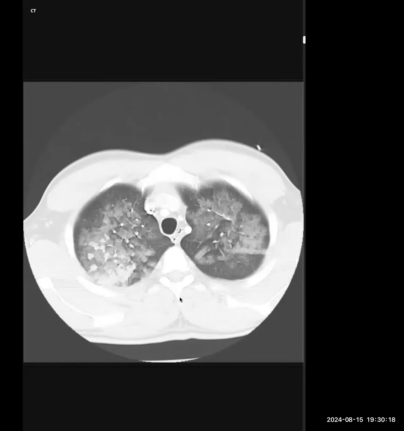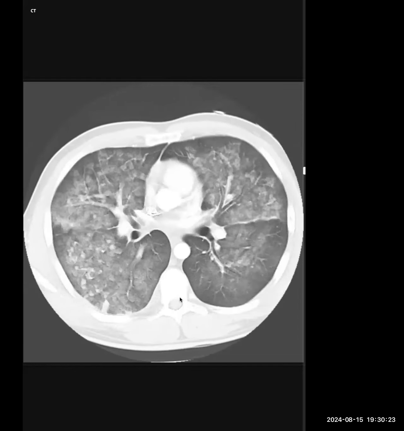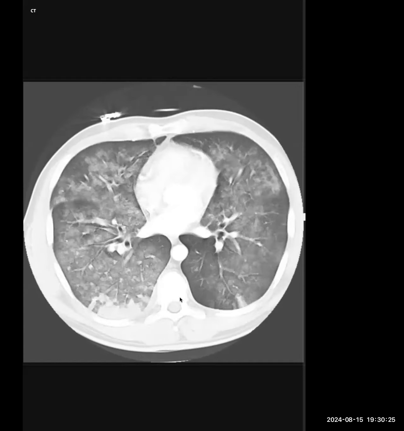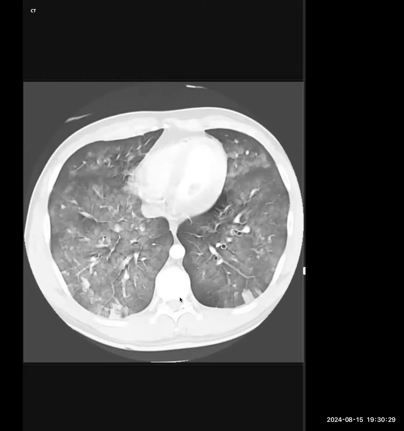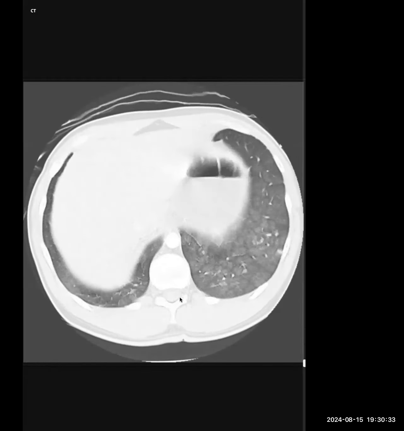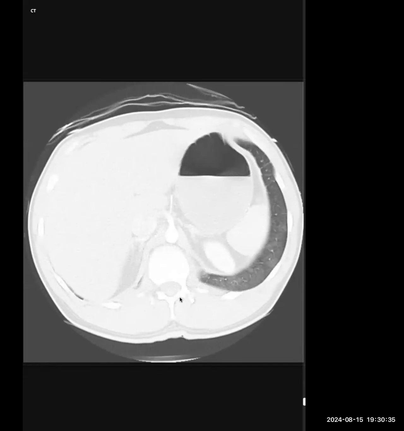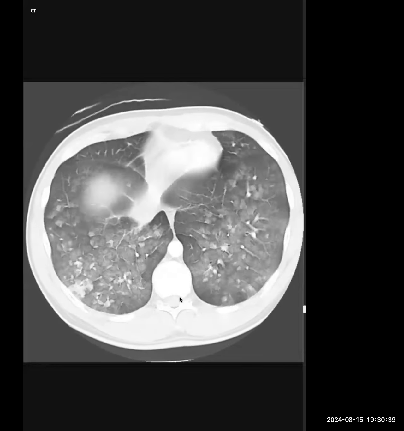Okay. So I see there is an endotracheal tube, which is in situ and in correct position. As you're scrolling down, I can see there are multiple ground glass opacities diffusely distributed in peripheral and perihilar location, diffusely distributed in both the lungs. There is no zonal predominance or lobar predominance.